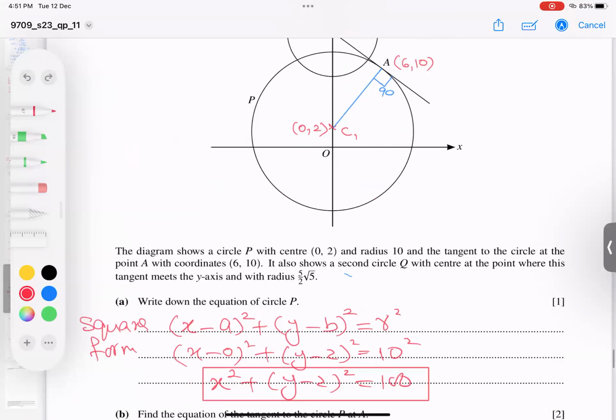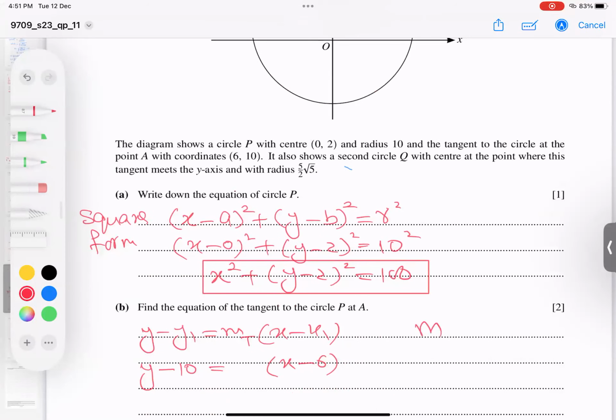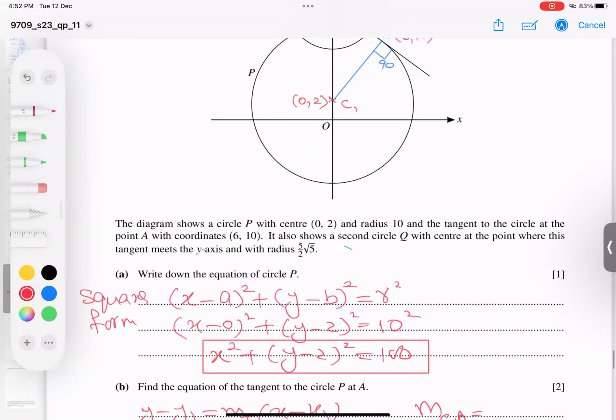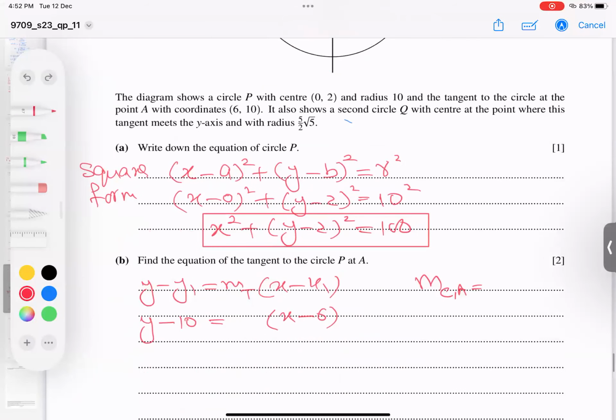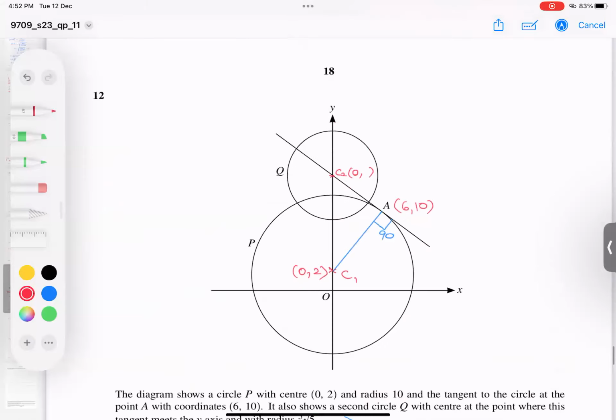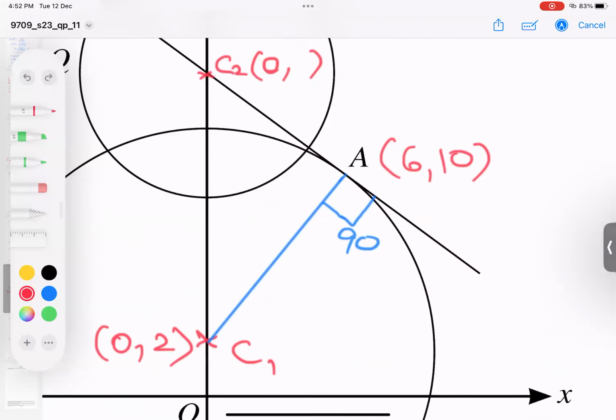But you know, students, this is C1A. So the gradient of C1A we can find easily. C1 is (0, 2). So y2 minus y1 over x2 minus x1. I'm getting 8 over 6, which becomes 4 over 3. But this is the gradient of this blue line. So I have the blue line's gradient, but I need the black line's.